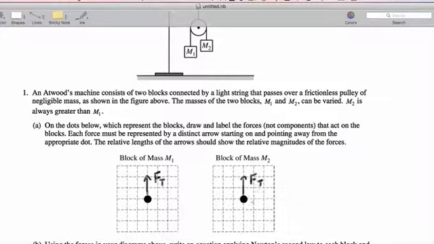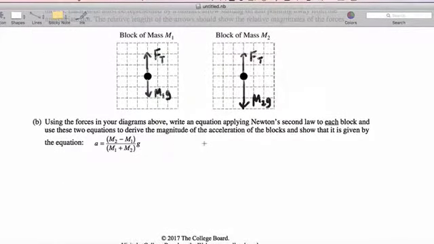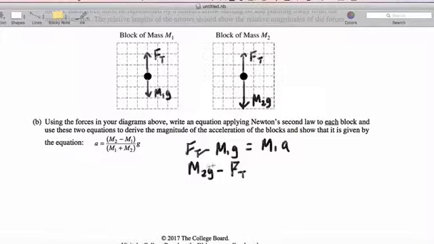Now here's the thing. We know that M2 is going to win this kind of tug of war. So we'll have its weight, and then M1's weight, something like this. All right, and what we're going to do is we're going to now prove the acceleration formula. So we've done this before, so once again, Ft minus M1g equals M1a, and M2g minus Ft equals M2a.